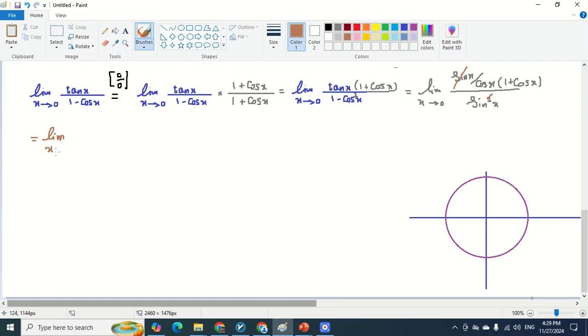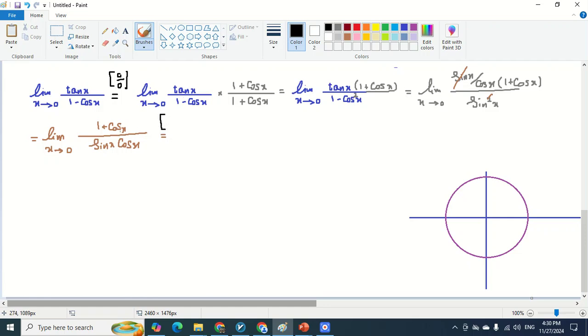So we have the limit of x tending to 0, and in that fraction, the cosine x can come to the denominator, and then we have sine x and also cosine x at the denominator. So let me just write it over here, sine x and cosine x, but at the numerator we have 1 plus cosine of x. Right now, if again we substitute the value, then we will not have 0 over 0. Indeed, right now the limit has changed to the case of 2 over 0.